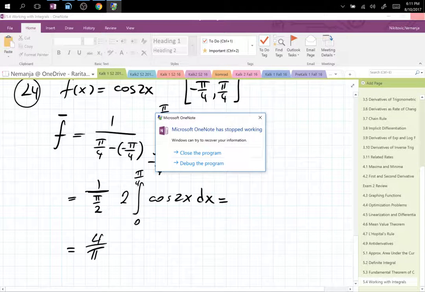Basically, the answer for this, I'll just post in the lines, and you can compute this. We'll do one more example. To make sure we get it right, it's 4 over pi over 2.